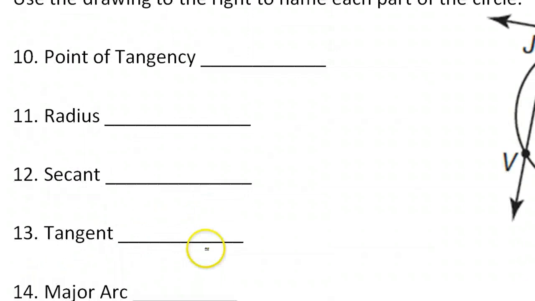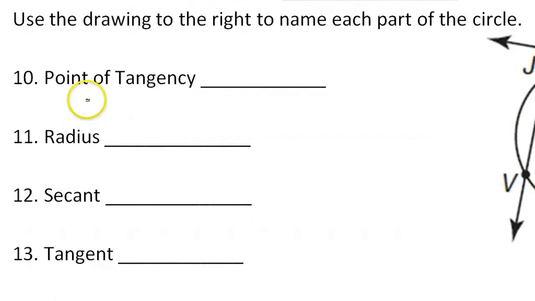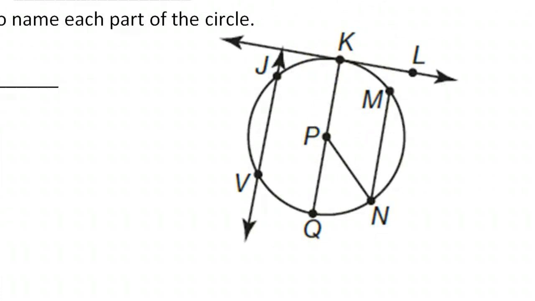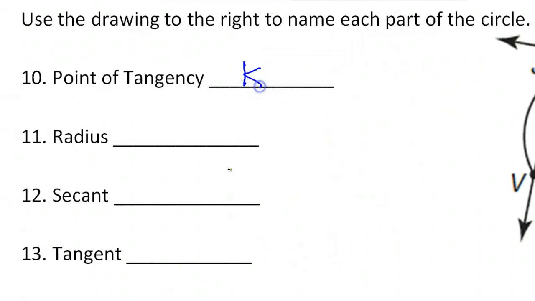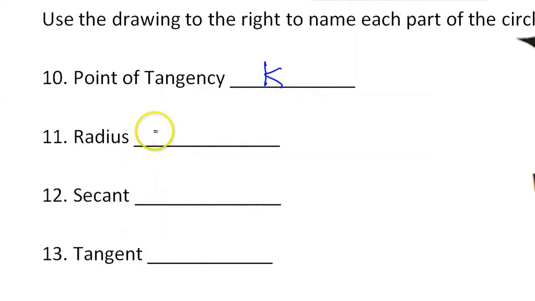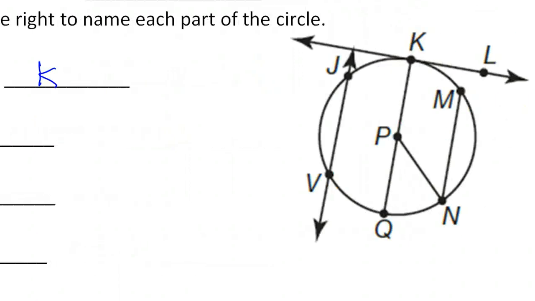Alright, for number 10 through 14 here, we're supposed to use the drawing to the right to name the point of tangency, or a point of tangency. That's K. Okay, radius. Let's see, from the center to the edge. Segment PN is an obvious one, but I could also say PK, PQ. I could even do PJ or PV. So let's see, what did I say there? Whoa, why did I put an R? Silly me. Okay, so segment PK or PN or PQ.